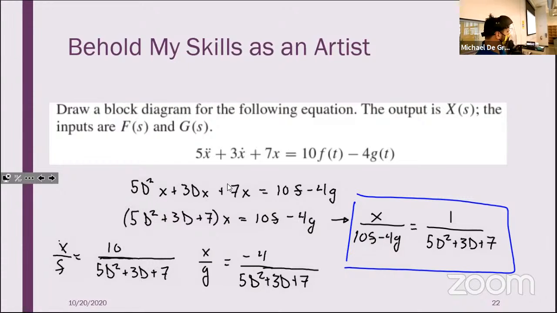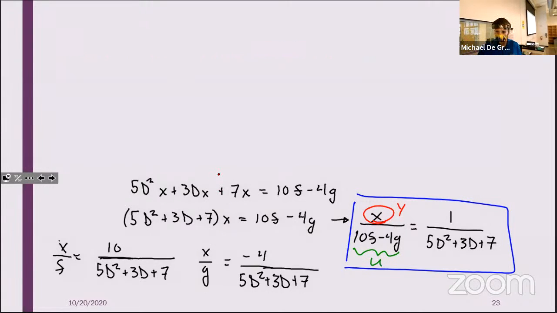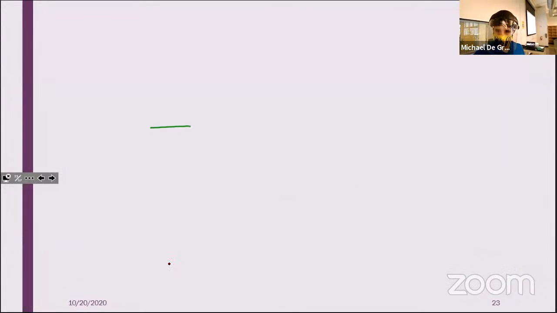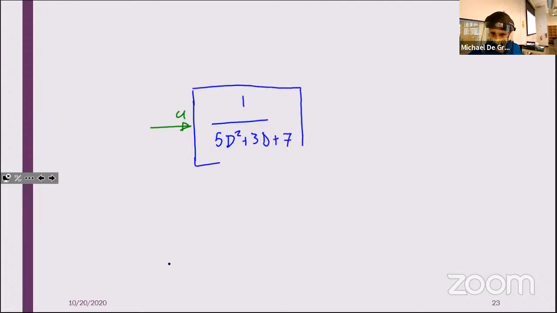Why is this what we need for our block diagram? Well, it's everything that we had before. I've got the transfer function. What goes into my transfer function? My input, which is going to be my u. This is going to be my y signal. So if I need to construct that u signal, I've got some signal here that I'm going to call u. That's going to come into my transfer function, and that's going to spit out my output, which is equal to x.